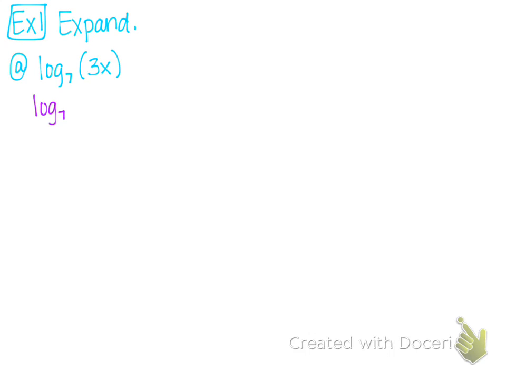Log base 7 of 3. Remember, we put a plus when we're using the product property. Log base 7 of x. And we have expanded that as far as possible. There's nothing else we can do to it. Okay, let's look at another one.